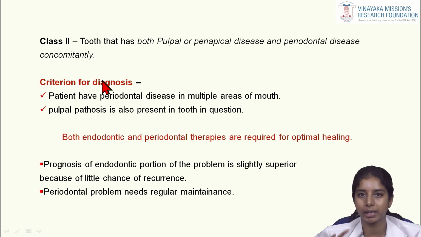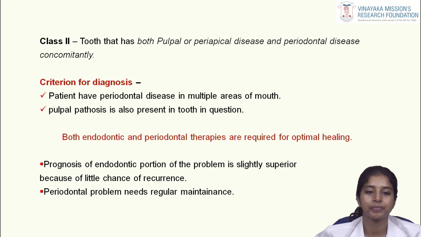The tooth has both pulpal disease and periodontal disease. The criteria for diagnosis are that the patient has periodontal disease in multiple areas of the mouth and also pulpal pathosis is present in the tooth in question. In this case, both endodontic and periodontal therapies are required for optimal healing. The prognosis of the endodontic portion of the problem is slightly superior because of little chance of recurrence, and the periodontal problem needs regular maintenance.